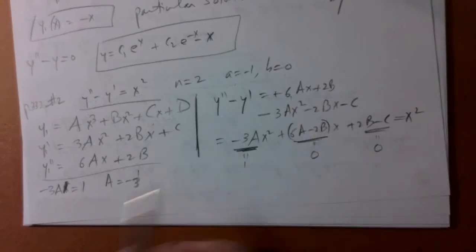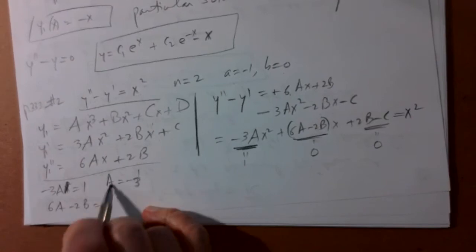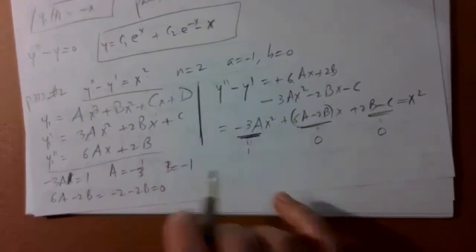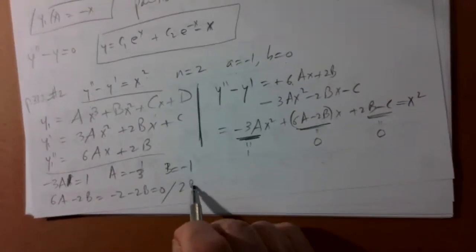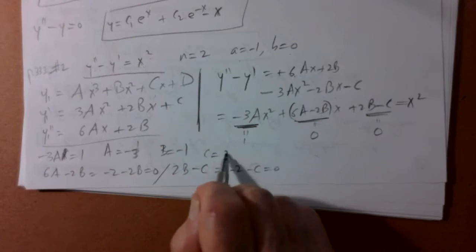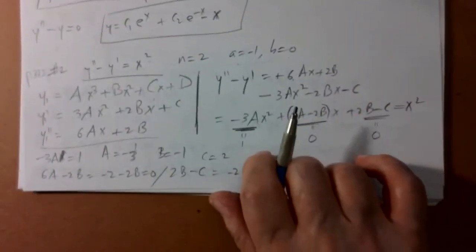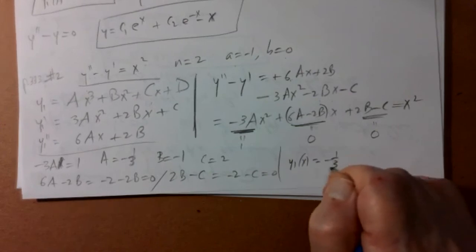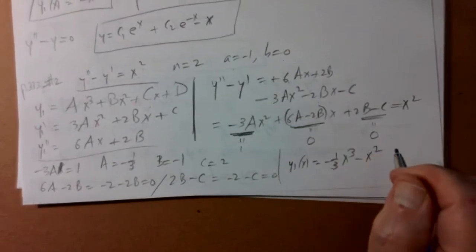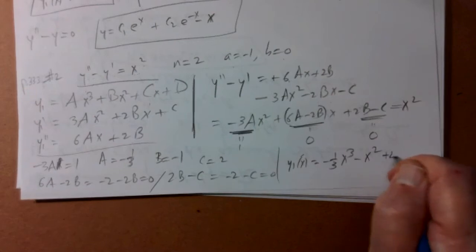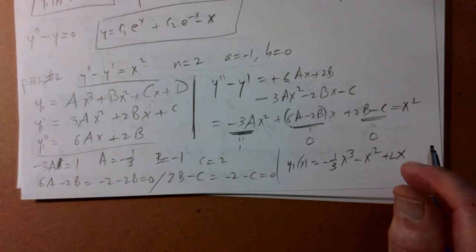6a minus 2b is 0. So 6a is minus 2, minus 2b equals 0. So b has to be minus 1. And 2b minus c, which is minus 2 minus c, is 0. So c has to be minus 2. So a particular solution is y1 of x equals minus a third x cubed minus x squared minus 2x. So that should be a solution.